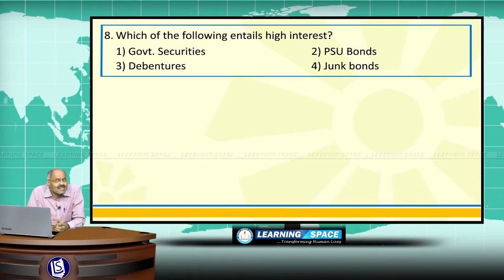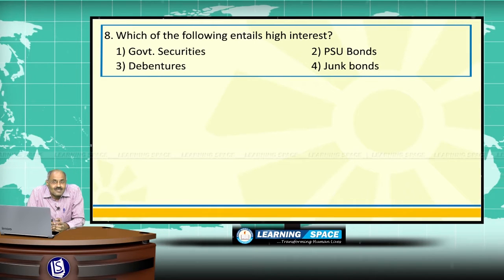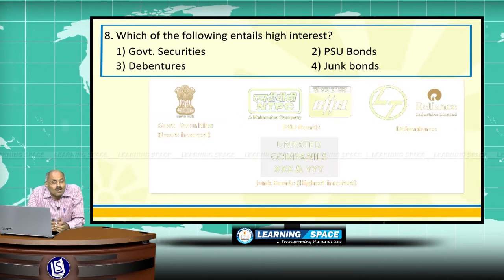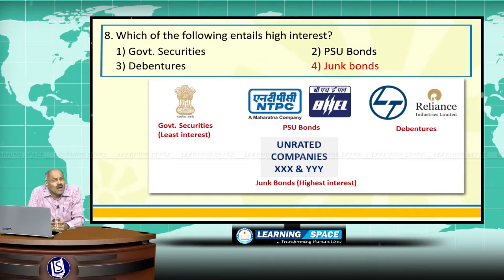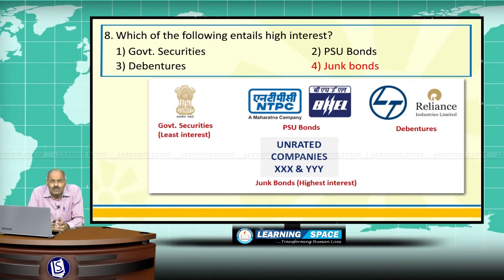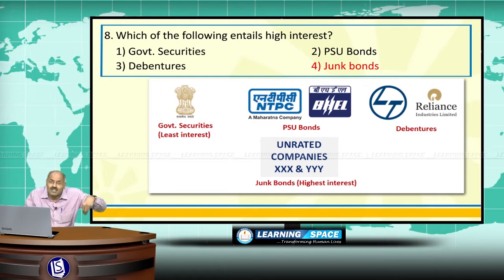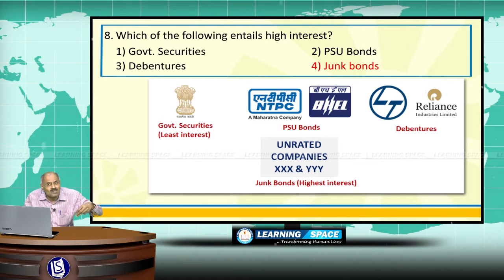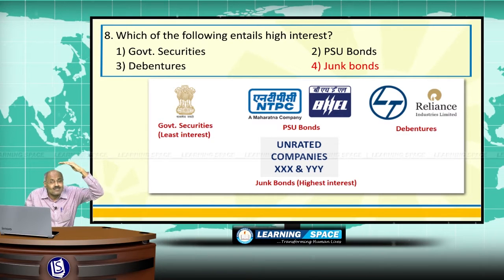Which of the following entails a high interest? Junk bonds. Junk bonds are the bonds issued by the companies which have a very low credit rating. They are not reputed companies. If such types of companies issue bonds, they are called junk bonds. So, junk bonds will carry higher interest.